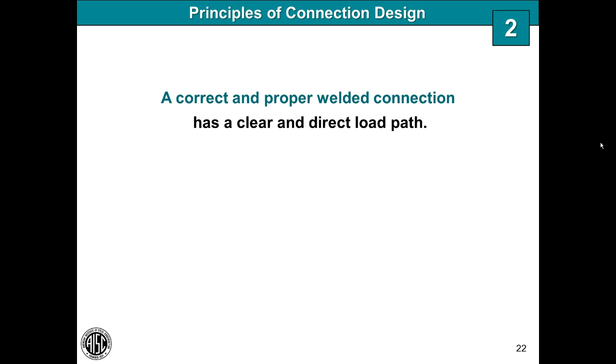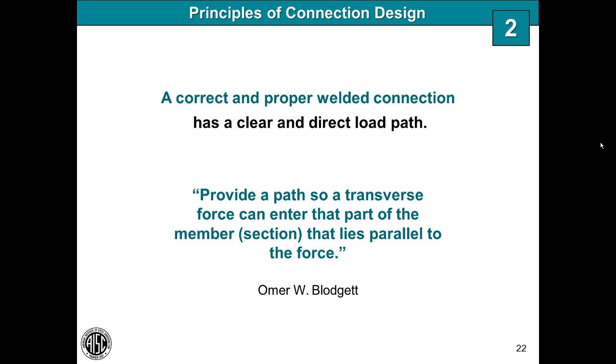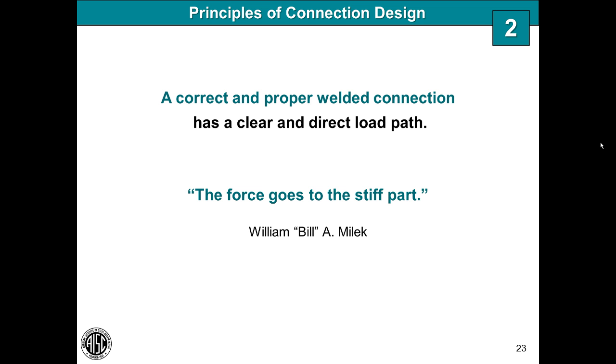There's another way of stating that. Mr. Blodgett, my mentor, who incidentally turned 96 last month, said it this way: provide a path so a transverse force can enter that part of the member or section that lies parallel to the force. The late Bill Millick, who was Vice President of Engineering at AISC, used to say this: the force goes to the stiff part. The force goes to the stiff part. Well, let's make some pictures that illustrate what these two gentlemen have been telling us over the years.